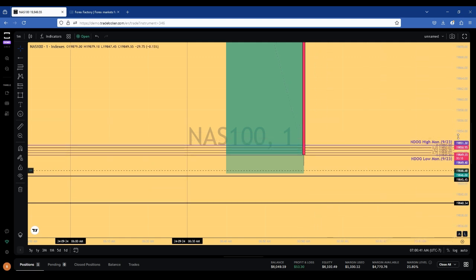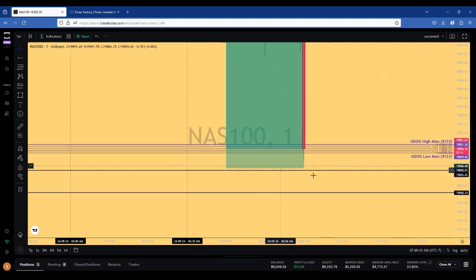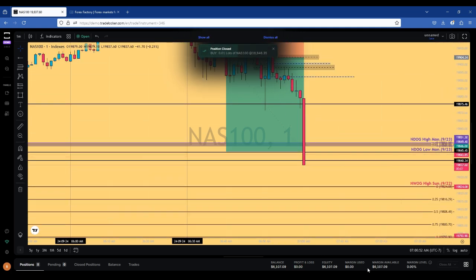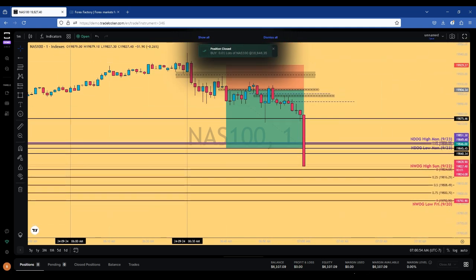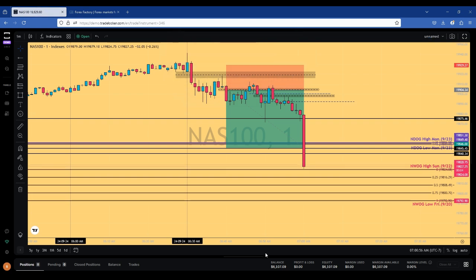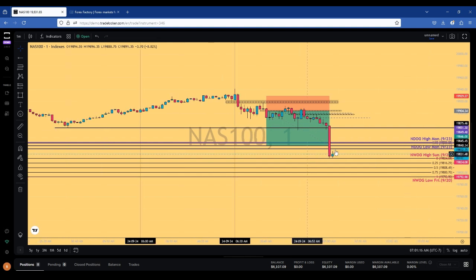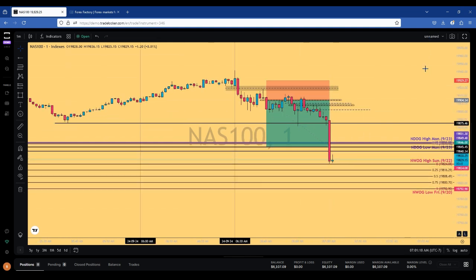The next draw for price is these equal lows. And there we go. Take profit. It would have hit our take profit too as well. That second equal low.